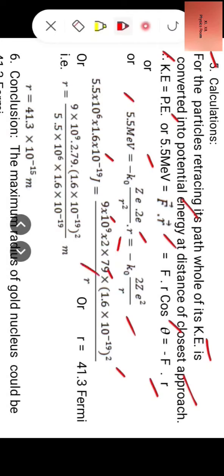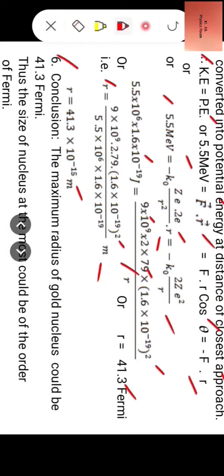divided by r. Or we can write r is equal to 9 × 10⁹ × 2 × 79 × (1.6 × 10⁻¹⁹)² divided by 5.5 × 10⁶ × 1.6 × 10⁻¹⁹ meter. And on simplification we get r equal to 41.3 Fermi. Or we can write it as r equal to 41.3 × 10⁻¹⁵ meter, which is the distance of closest approach and is the maximum size of the gold nucleus.